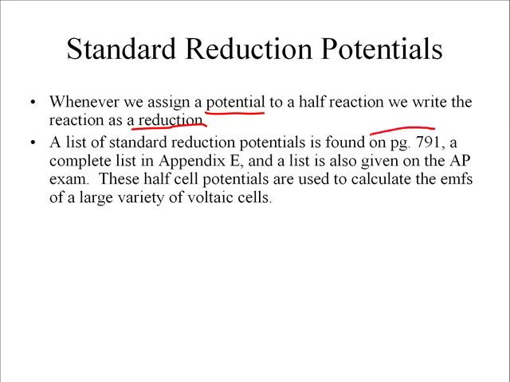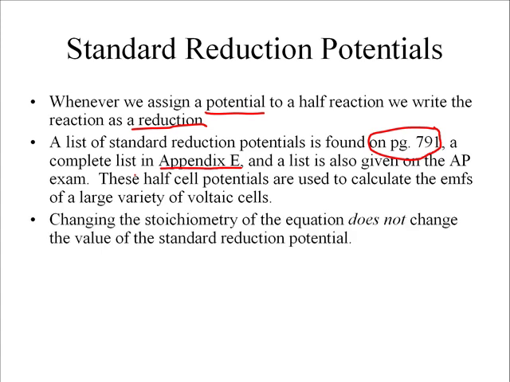Okay, there is a list on page 791. There's a complete list in Appendix E at the back of your book. There's also a list that is given on the AP exam. That's the one I would recommend that you use just so you're familiar with it. And we can use these cell potentials to calculate the EMFs of many voltaic cells.